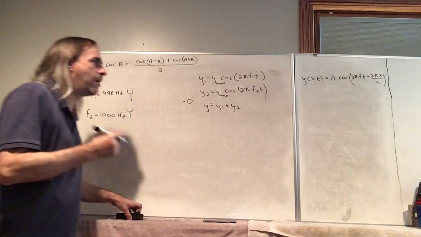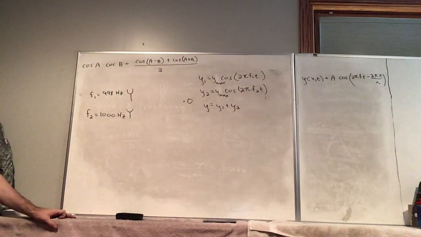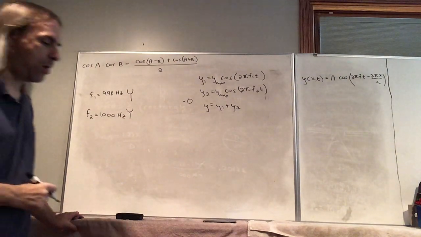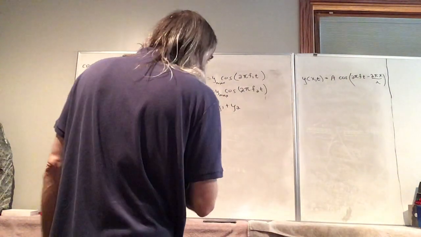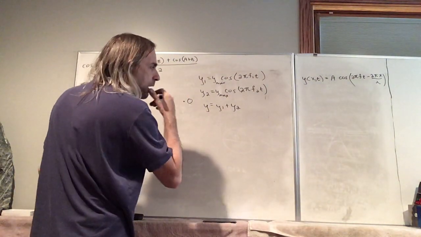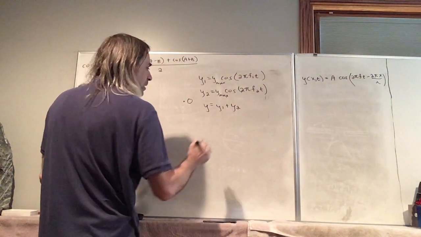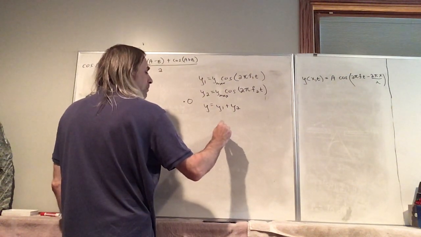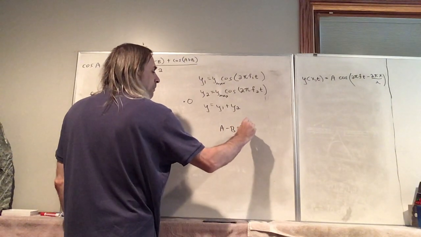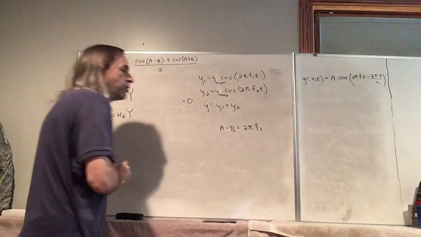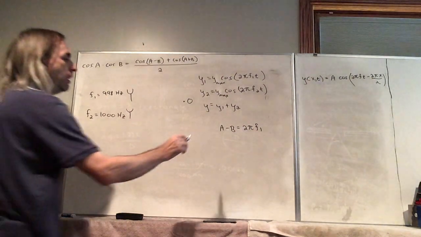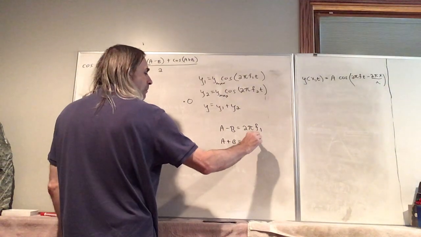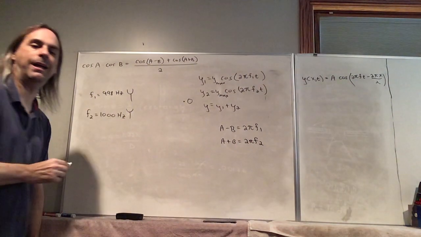The amplitude, we'll call that Y max, just so we don't confuse the amplitude with the A in this formula. So what we're going to do is define, I'll just write it here. Let's say that A minus B equals 2 pi f1, and A plus B equals 2 pi f2.